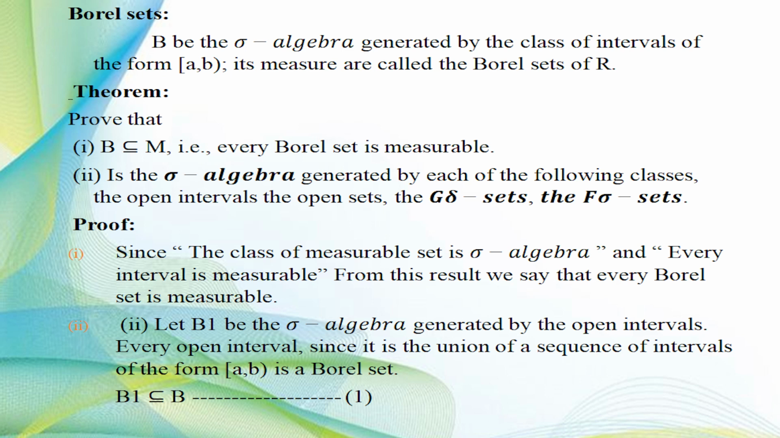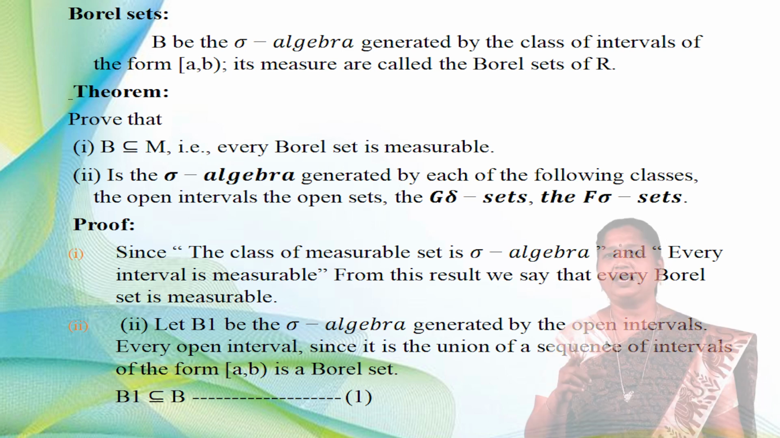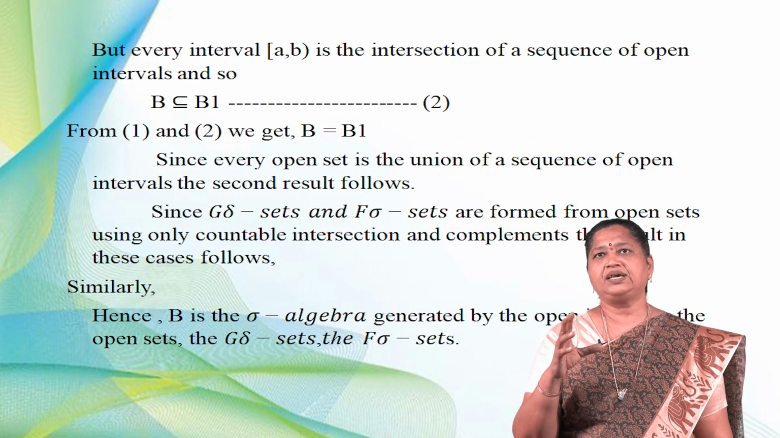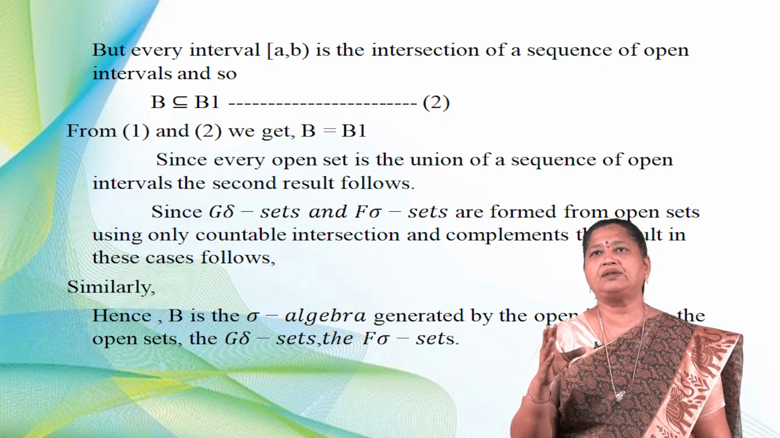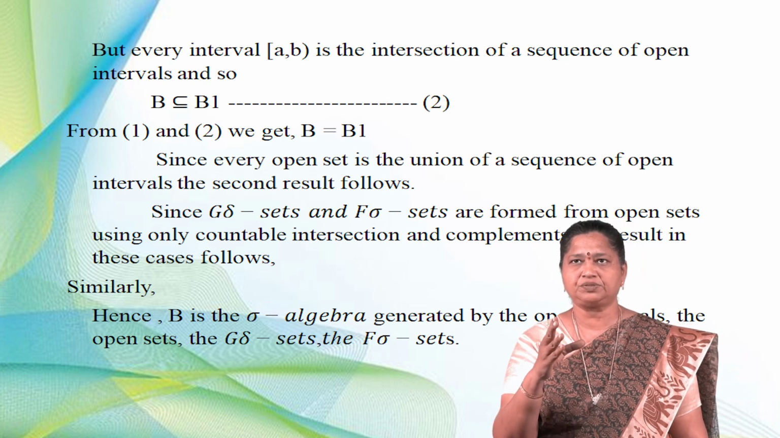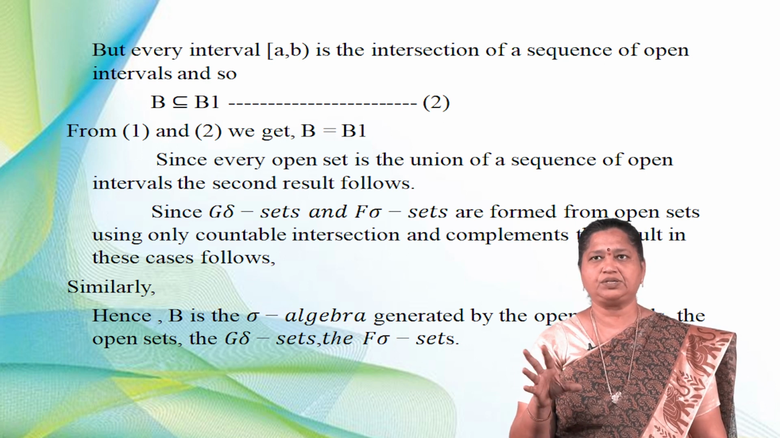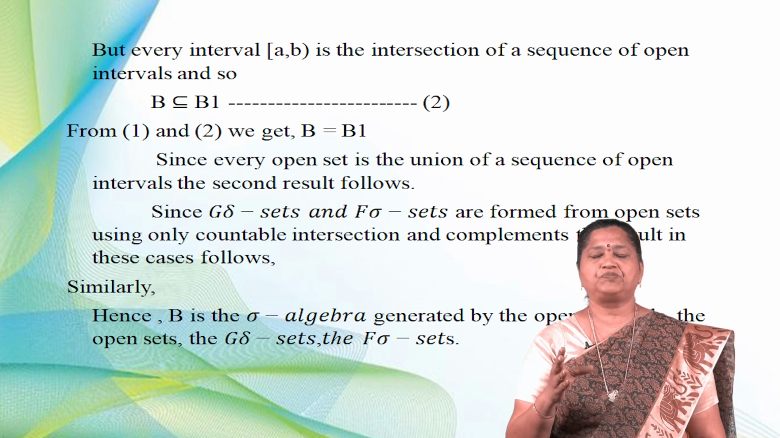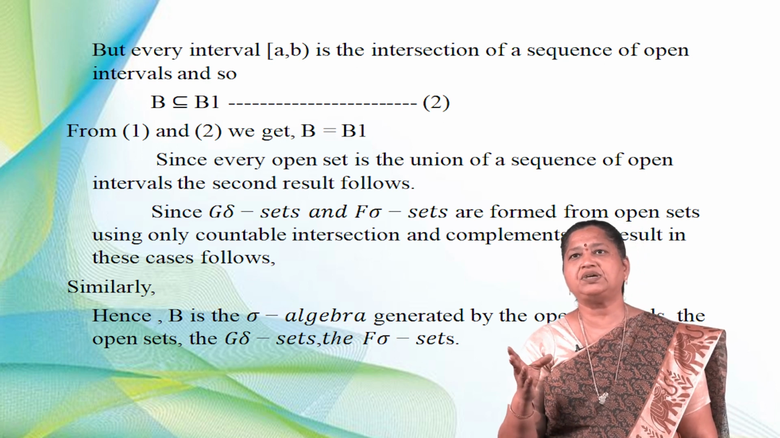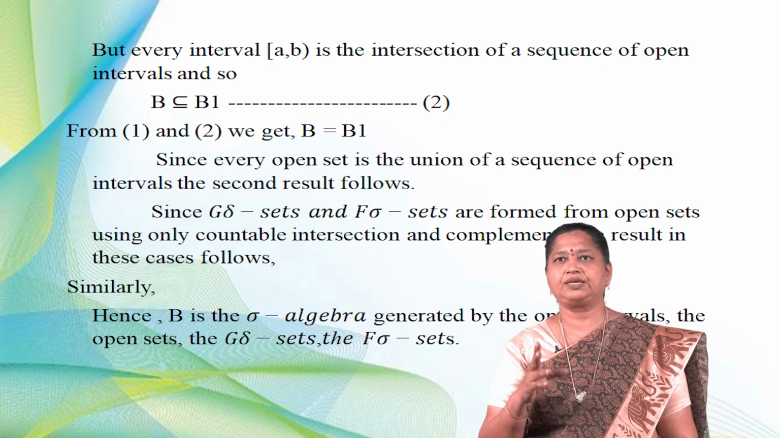The next one: let B1 be the sigma algebra generated by the open intervals. Every open interval, since it is a union of a sequence of half open intervals [a, b), is a Borel set. So B1 is contained in B. But every half open interval [a, b) is the intersection of a sequence of open intervals. So B is contained in B1, that is equation 2. So from the first and second equations we get B equal to B1.